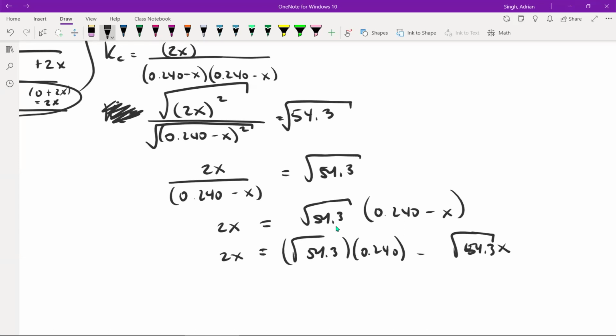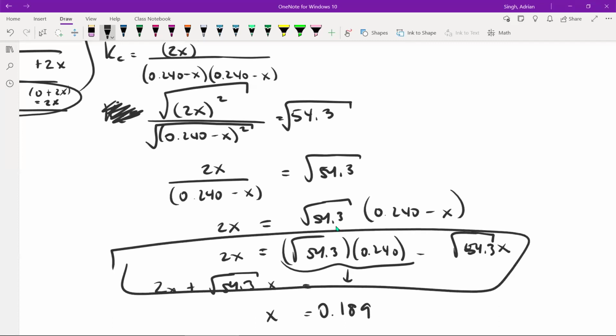Okay, so again, isolating x on one side, we have 2x plus the square root of 54.3 times x, and that's equal to whatever this is. We can evaluate that over here, and then we solve for x, isolate x on one side, move everything else over to the other side, and our x value there would be equal to 0.189. I didn't go through the remaining math here because I expect that you were able to do that. So we'll just say math it, using math as a verb.